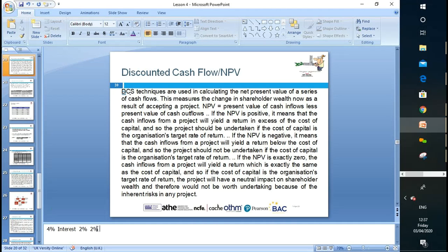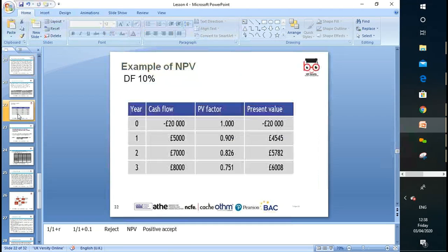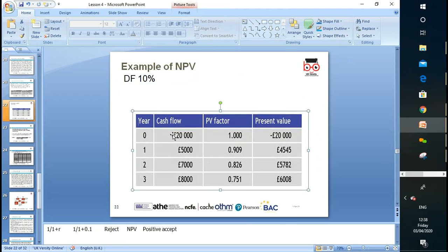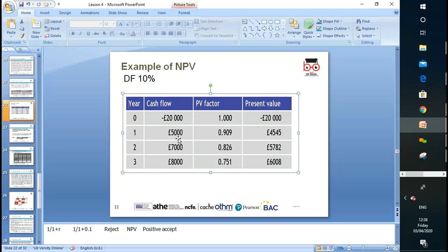Okay. So 4, 2, 6 plus 2, 8. And you want something more than that. So maybe you want at least 2% more as well. So maybe I'll discount at 10%. So I'll use it. So I'm investing £20,000. We are getting £5,000 back in year 1, 7,000 and 8,000.